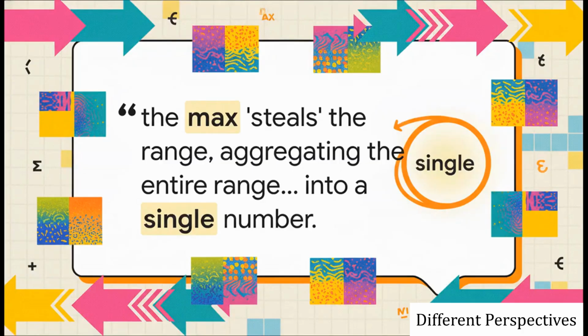Functions like MAX or MIN or SUM, they're what we call aggregate functions. They are built to look at a whole bunch of data and boil it all down to just one single answer. And as this Stack Overflow user puts it so perfectly, the MAX function basically steals the entire range, collapsing everything and completely breaking that row-by-row calculation we wanted ArrayFormula to do.